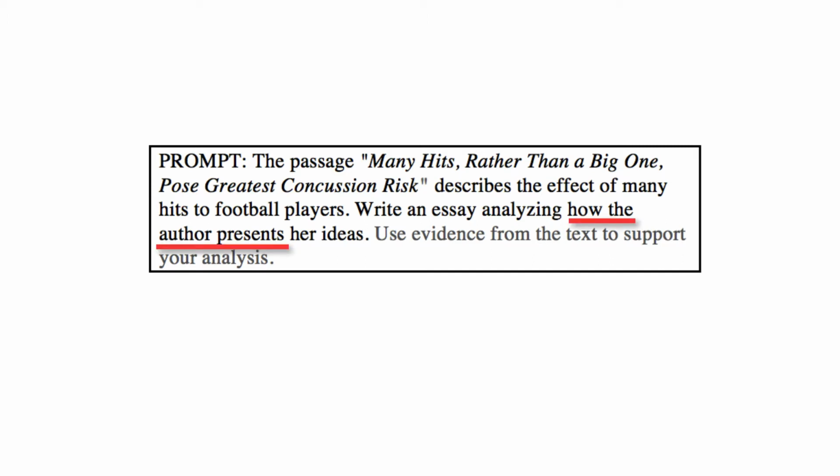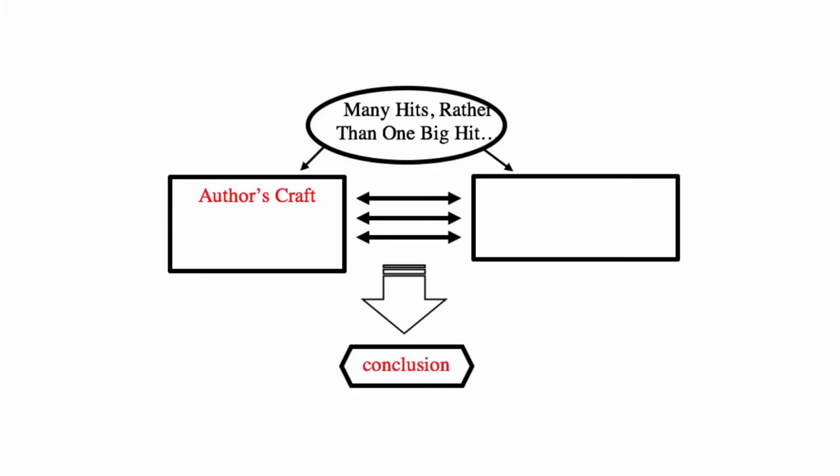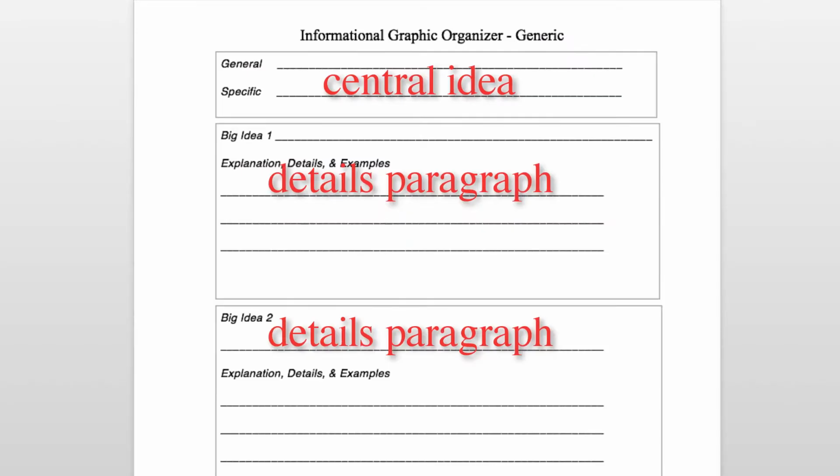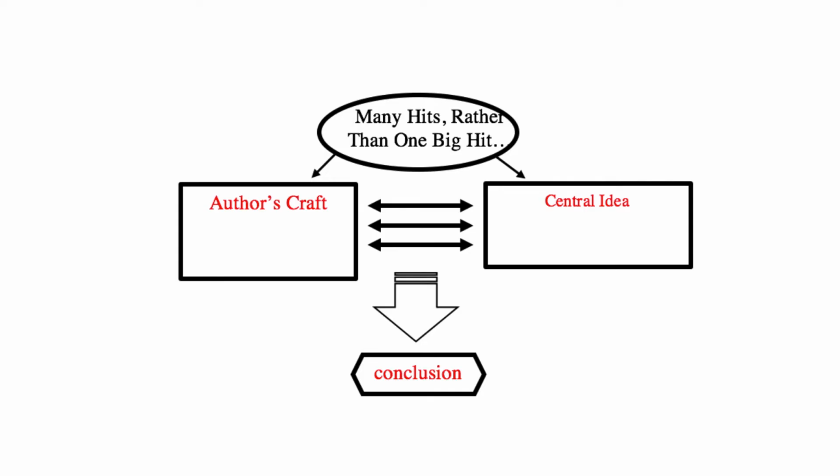The prompt states how the author presents. We know that this is referring to the author's craft as one of the 2 elements that need to be examined for interrelationships. The other element from the prompt is her ideas. Informational essays are arranged with a central idea and supporting details. So I'll identify the other element as the central idea. The prompt asks the writer to examine the interrelationship between these 2 elements and then draw a conclusion. It can look like this.